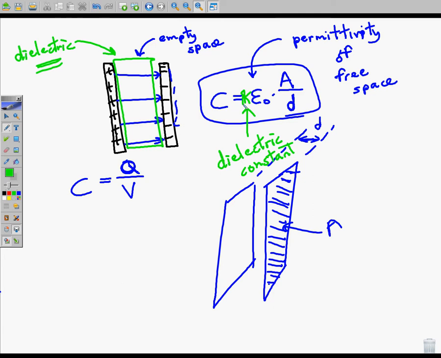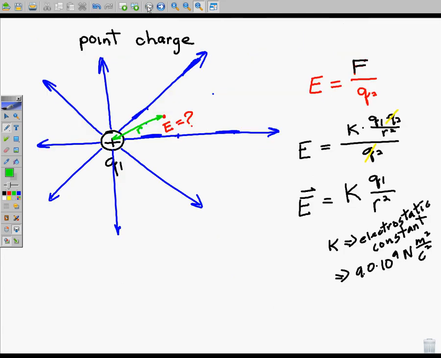Now, you might say, hey, why am I bringing this up now? We're not even really studying capacitors right now. Well, the reason I'm bringing this up is that when we study the electric field around a charge, we're basically studying it as if it's in empty space, as if it's in free space. And there's another way of writing this K constant, which is not the same as the dielectric K constant. This K constant can be written in terms of epsilon 0, the permittivity of free space.